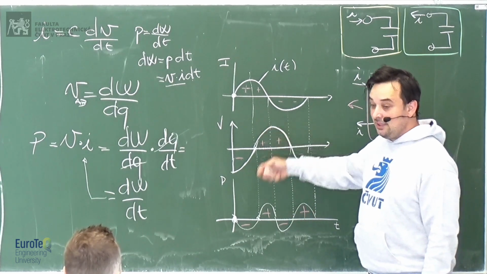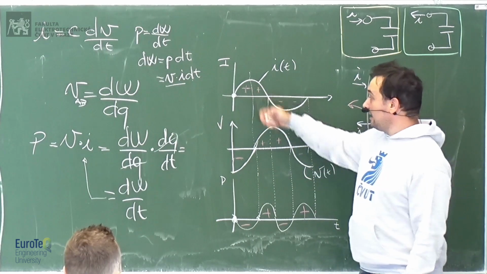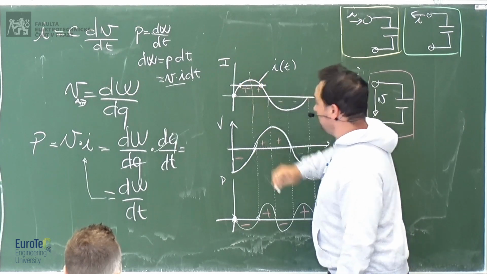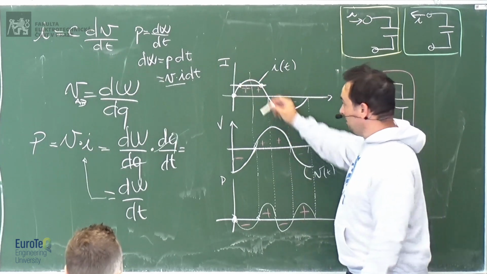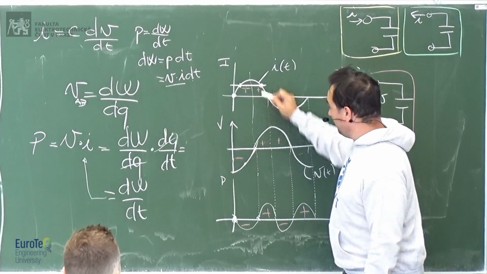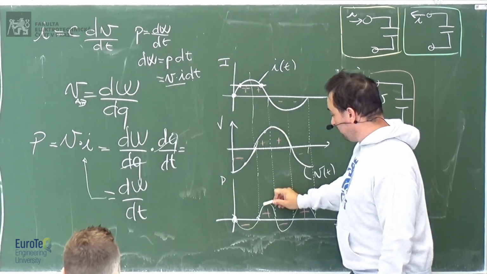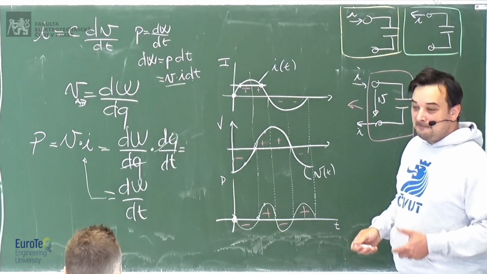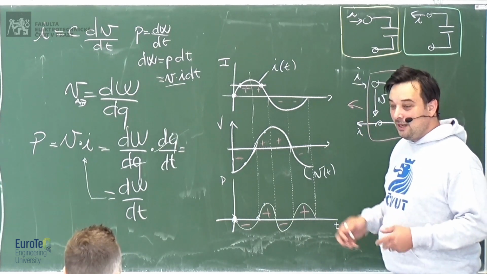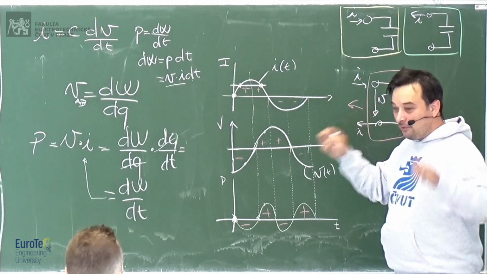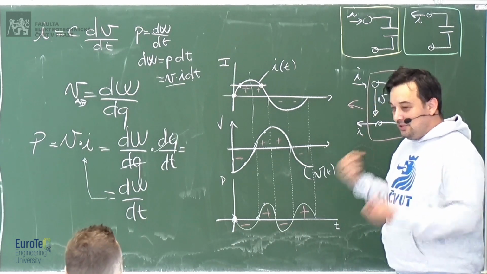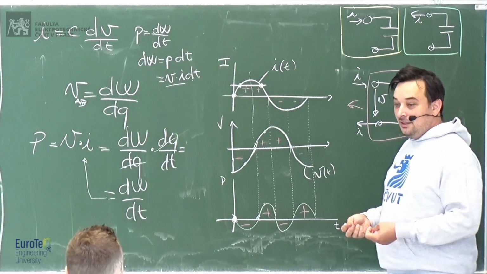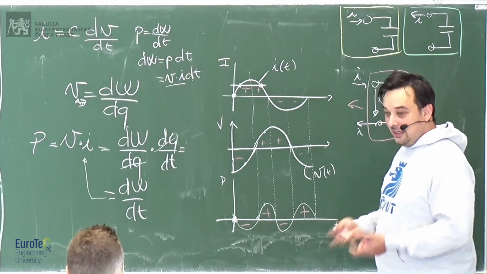The power is positive, so the energy gets in. Even if the current, like here and here, has the same value, correct? But here you have negative voltage, and here you have positive voltage, so here you have positive power, there negative power. So the current itself doesn't say if you are giving or receiving. Always check the power, because that's the power which tells you if you are giving or receiving energy, okay?